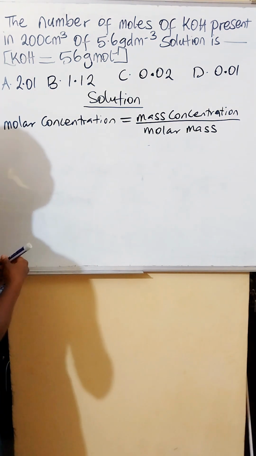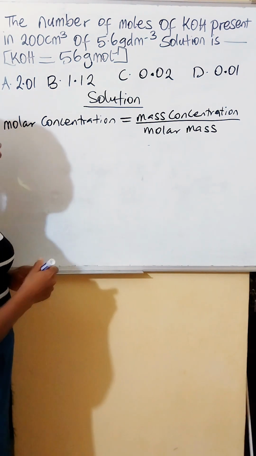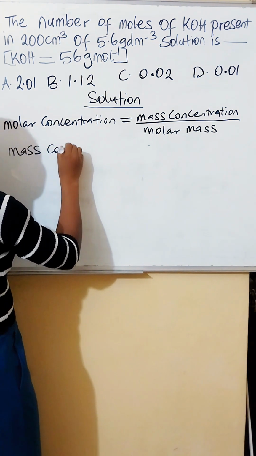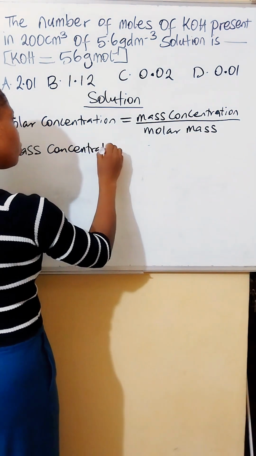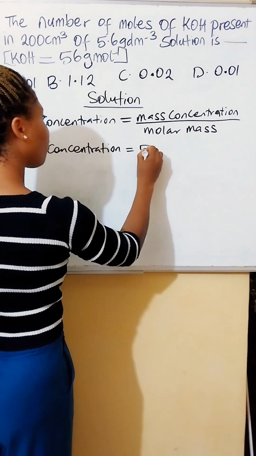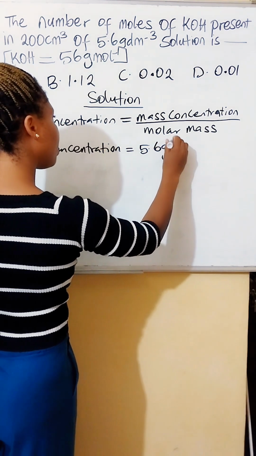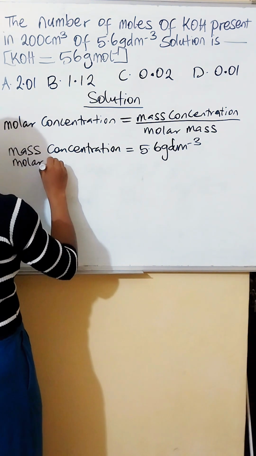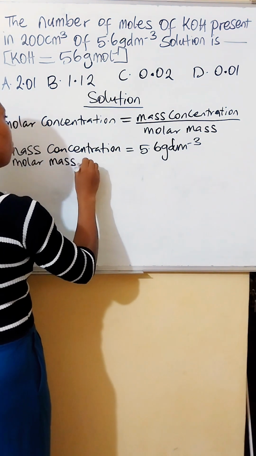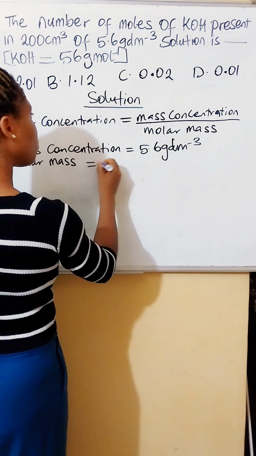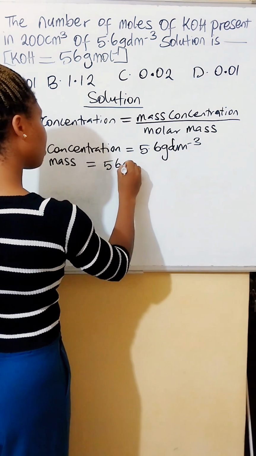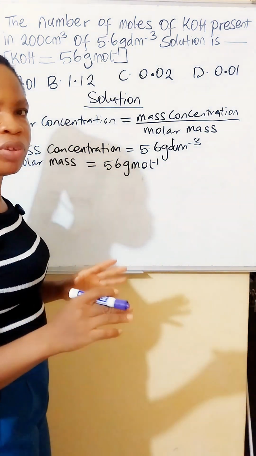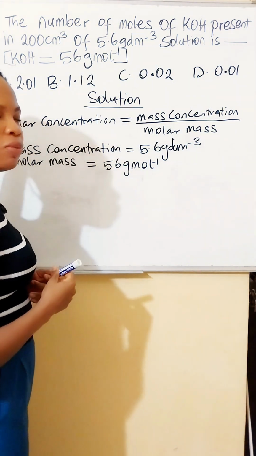From the question given, we don't know our molar concentration. Okay, the mass concentration given in the question is 5.6 gram per dm cube, and the molar mass given, molar mass is equal to 56 gram per mole. Okay, let's do a little derivation before we proceed to substitute in these values.